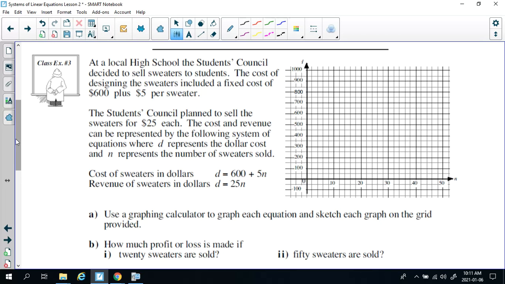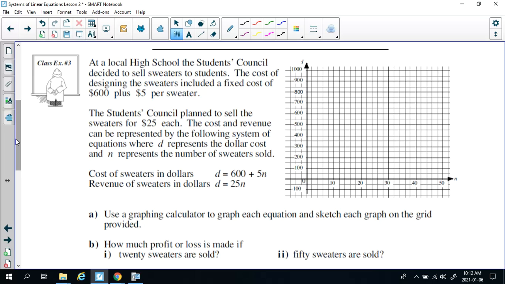Okay, so it says at a local high school, the students' council decides to sell sweaters to students. The cost of designing sweaters included a fixed cost of $600 plus $5 per sweater. Okay, the student council plans to sell the sweaters for $25 each. The cost and revenue can be represented by the following system of equations where D is the dollar cost and N is the number of sweaters sold.